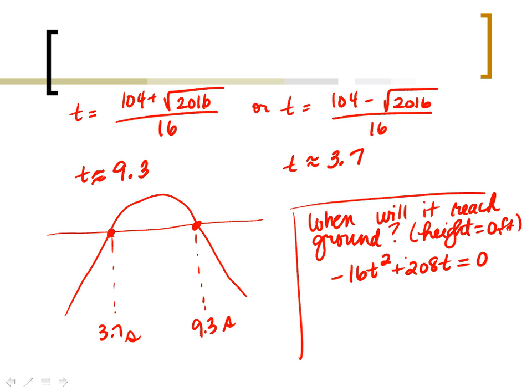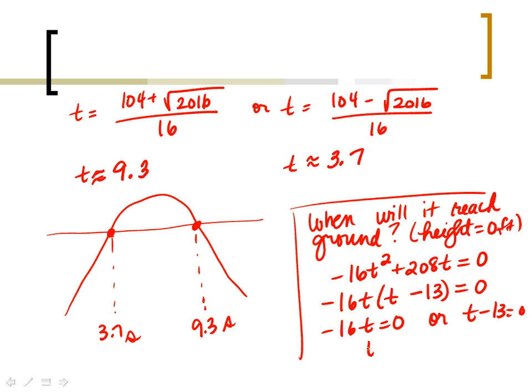In that case, you can look for a common factor between negative 16 and 208. 16 actually goes into each of those. So if we take out a negative 16t, that will leave a t minus 13 is equal to 0. So we would say negative 16t is equal to 0, or t minus 13 is equal to 0, to give us t is equal to 0, right, when we divide by negative 16, or t is equal to 13. So when will it hit the ground? Well, it started at the ground, right? That's at 0 seconds. But then it takes 13 seconds after launching to return to the ground.